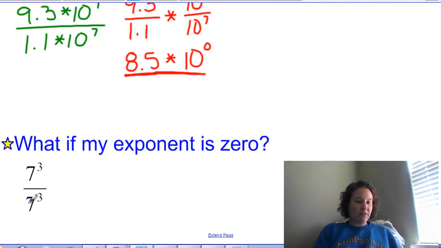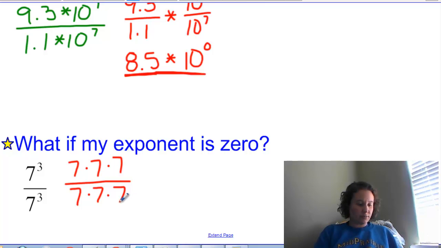So again, remember that if I have powers like this, I could expand those out and then cancel any terms that are in common. So I could cancel those, I could cancel those, and I could cancel those, which is 1. And you can see 7 to the third power divided by 7 to the third power, those two numbers are equal. And so when you divide them, obviously you're going to get 1.